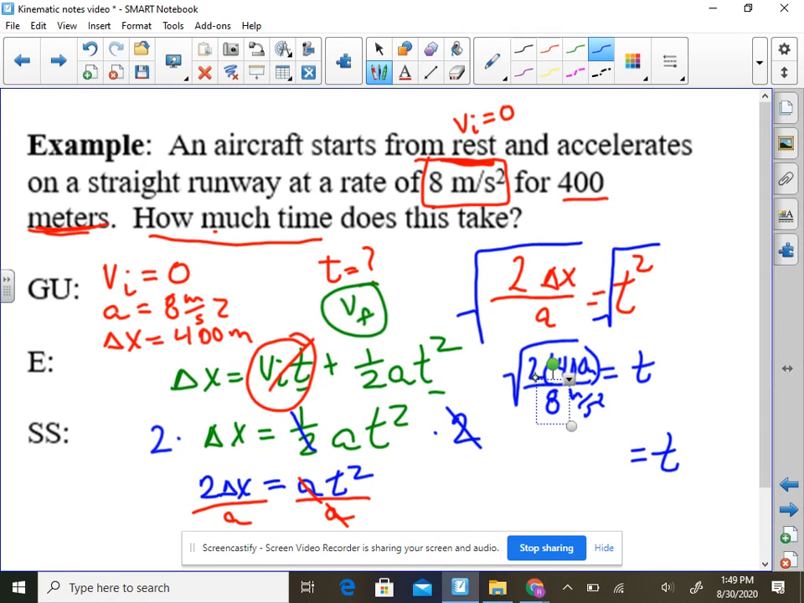And so 2 times 400 gives me 800 on the top, divided by 8 gives me 100. And if you look at this, this is meters, and then I'm divided by meters per second squared. So the meters cancel and I'm left with seconds squared under that radical. So now when I take the square root, I get 10 seconds for the time.